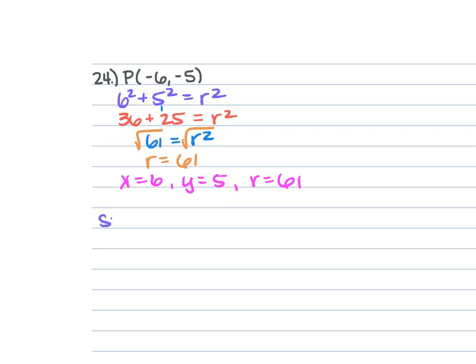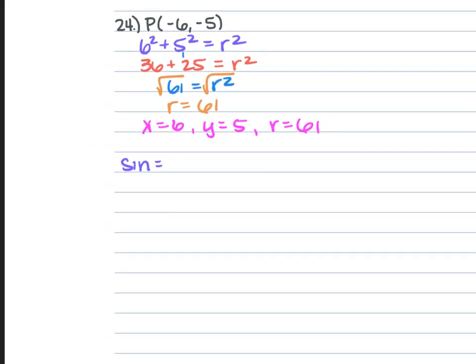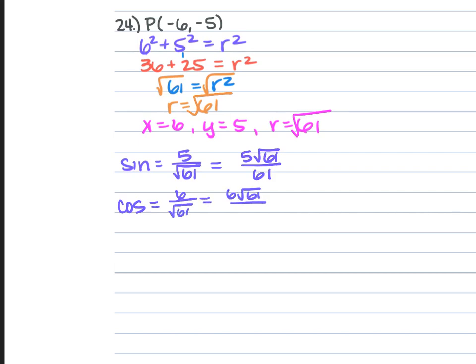So sine is going to be 5 over the square root of 61. The square root of 61 just doesn't disappear, which is going to simplify to be 5 square root 61 over 61. The cosine is x over r, so 6 over the square root of 61. So that's going to be 6 square root 61 over 61. Then we have tangent, which is y over x, so that's 5 over 6.